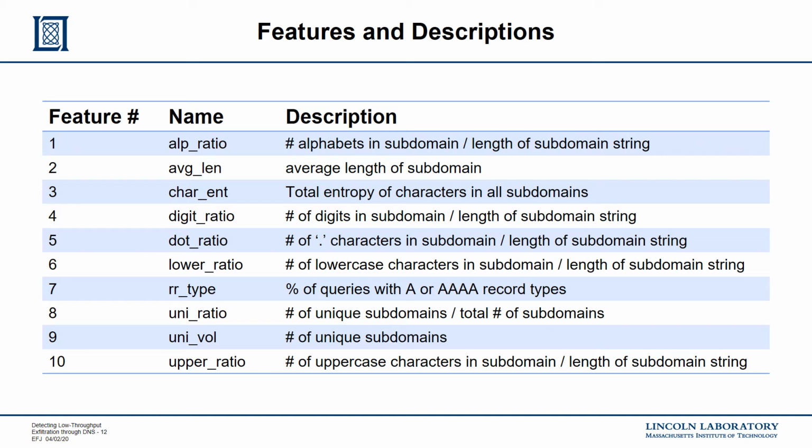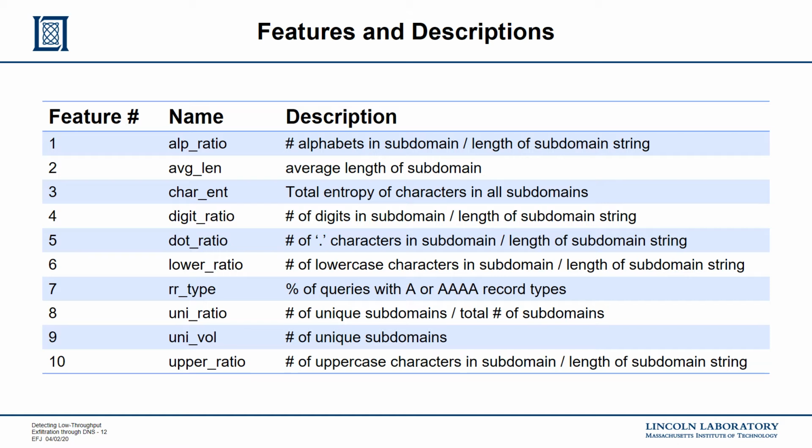As I described in the previous slide, for each domain we have these concatenated subdomain strings, which are updated for each day in the dataset. For each of these concatenated subdomain strings, we're calculating 10 different features, which I'm showing in this table here. So for example, one of the features that we're looking at is the average length of the subdomain. Since the purpose of the attacker is to exfiltrate data, you would expect the subdomain of a query to be longer than the typical subdomain length for a legitimate website.